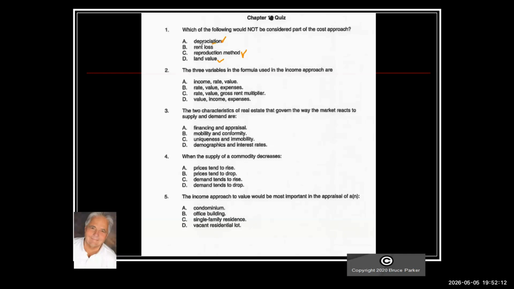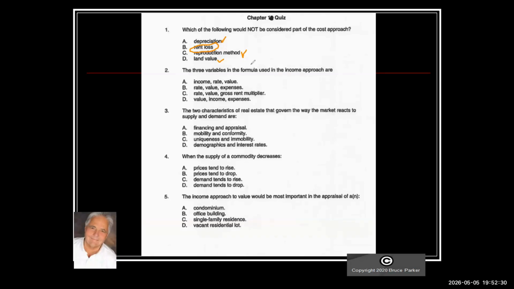The one we don't care about is rent loss, because in the cost approach, we are not counting the income. We don't care what the income is. We would use that in the value by income, but not in the cost approach.